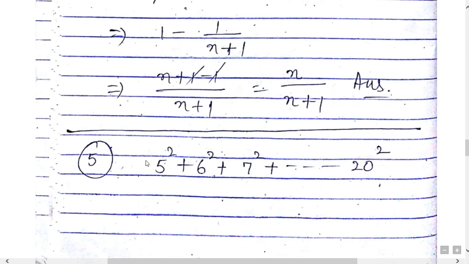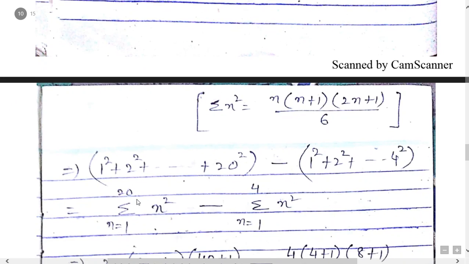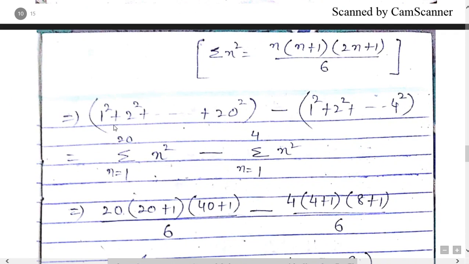Question number 5. This is an important question of the exercise. 5 square, 6 square, 7 square and so on up to 20 square. If you have to apply the formula of sigma n square, it means the starting point 1 is required. Now let us try. You can write 1 square, 2 square up to 20 square, and you can subtract the terms from 1 to 4. It means the remaining is 5 square up to 20 square. And what about the formula of sigma n square? It's n into n plus 1 into 2n plus 1 divided by 6.